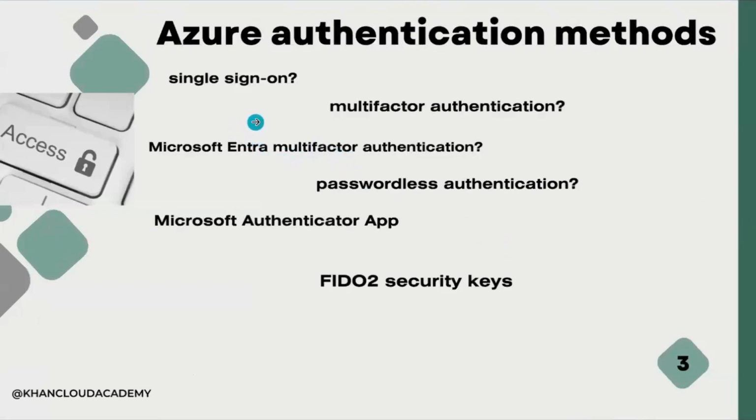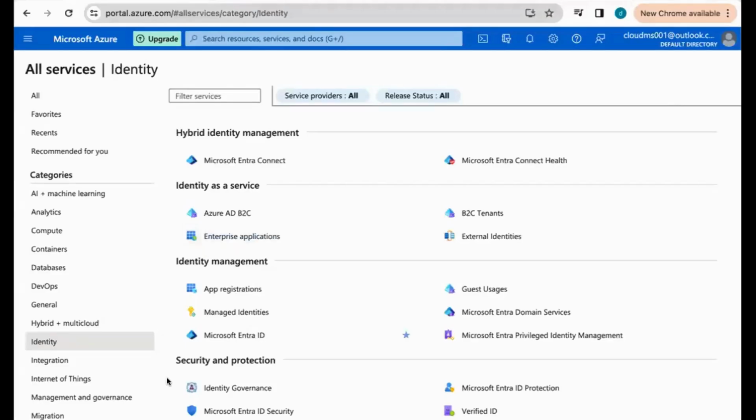So Azure authentication methods are single sign-on, multi-factor authentication, Microsoft Entra multi-factor authentication, passwordless authentication, Microsoft Authenticator application, and FIDO2 security keys. So this is what we talk a little bit about here, right? So everything is here. You can see here.